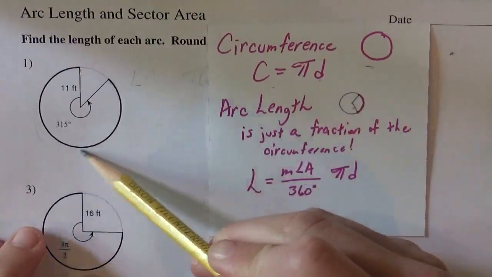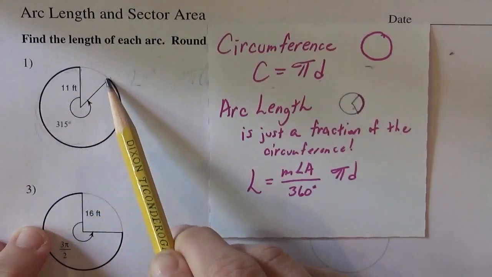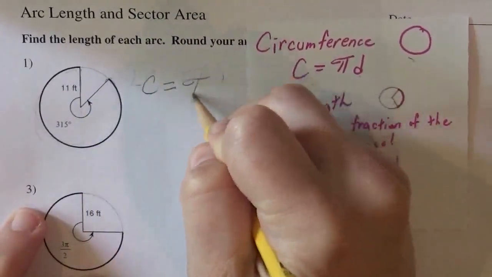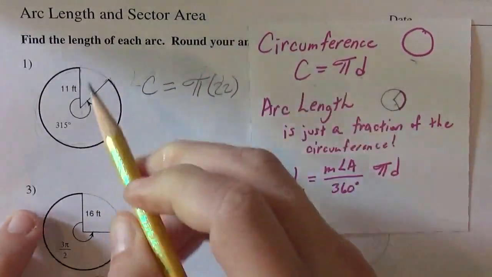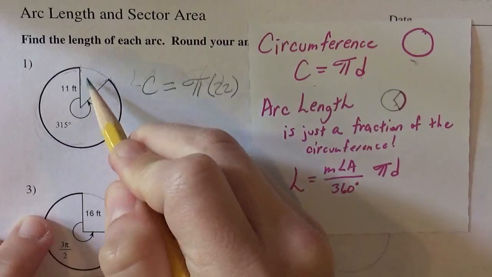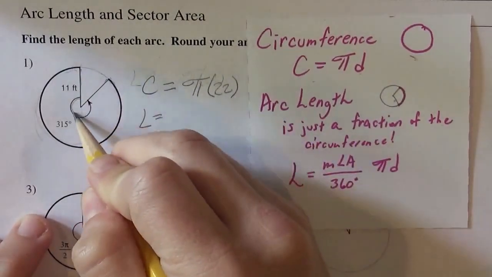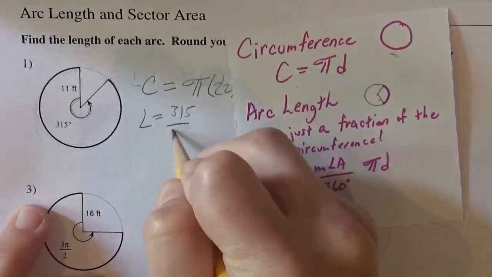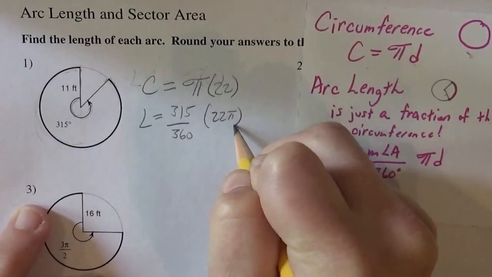So we want to find the length of this arc, and we know that if we found the full circumference, we have a formula for that. We know the circumference is pi times the diameter, so in this case pi times 22, but we don't have the full circumference, we just have a fraction of it. Well, what fraction do we have? We have 315 degrees out of the full 360, and so we have that fraction of the circumference.